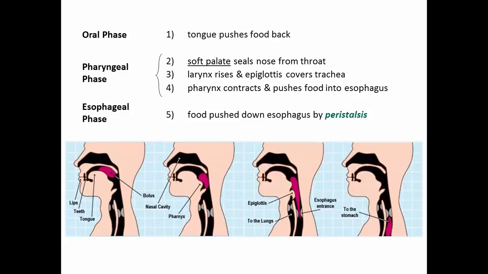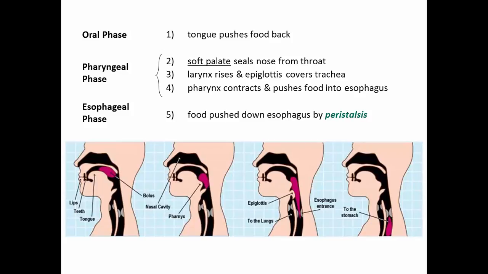There are 3 main phases to swallowing. I'm not sure if you did this already in preps, but there are 3 phases to swallowing. The first phase is called the oral phase, and that's where your tongue pushes food to the back of your mouth. And this is important because you can't swallow if your tongue doesn't do this. So right now, just try for a second. Stick your tongue out and then try to swallow. You'll find it's quite difficult.